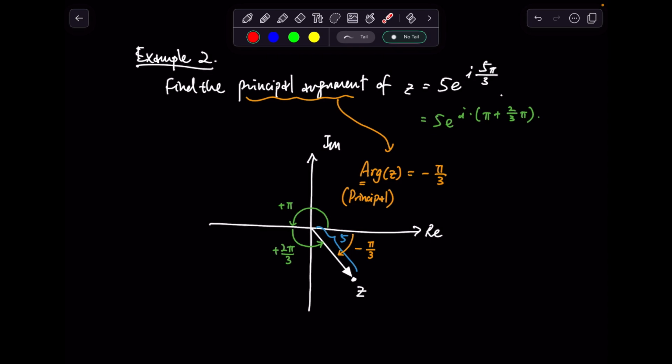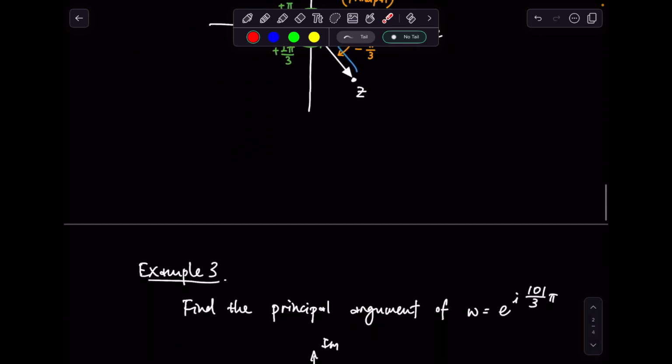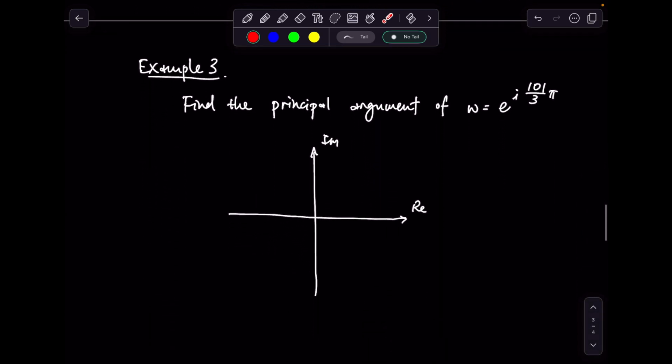Let's look at one more example. So example 3, I have this complex number w, but the modulus is 1. We don't really need to deal with that. But our argument is crazy big, right? It's 101 over 3 pi. Let's write it in a different way again. Let's write it as e to the i.